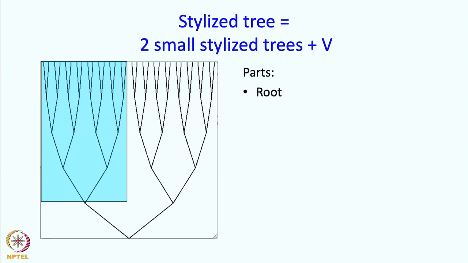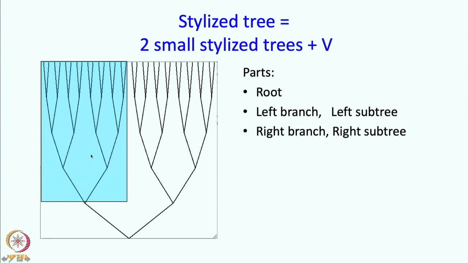What are its parts? Well, there is the root. By root I mean this point over here. We are not really going to be drawing points, but you might as well note that that point is sort of present. Then there is the left branch, and then there is the left subtree. So this is the left branch, and this top thing over here is the left subtree. And similarly, there is the right branch, and then there is the right subtree. Okay?